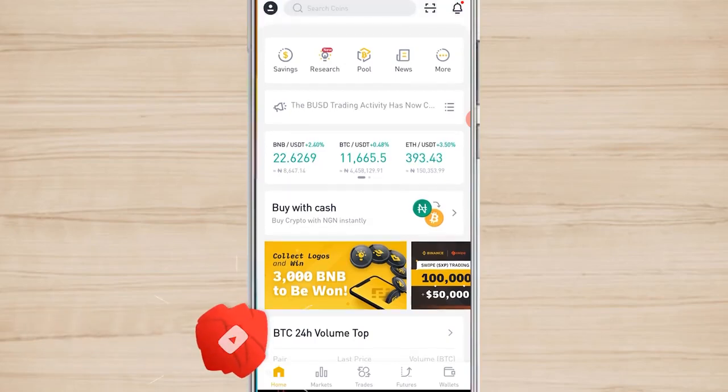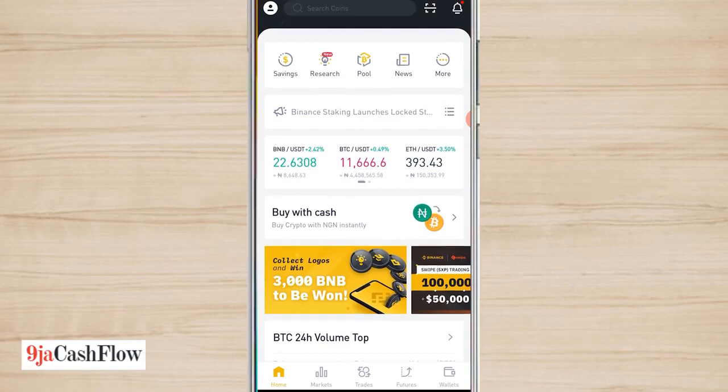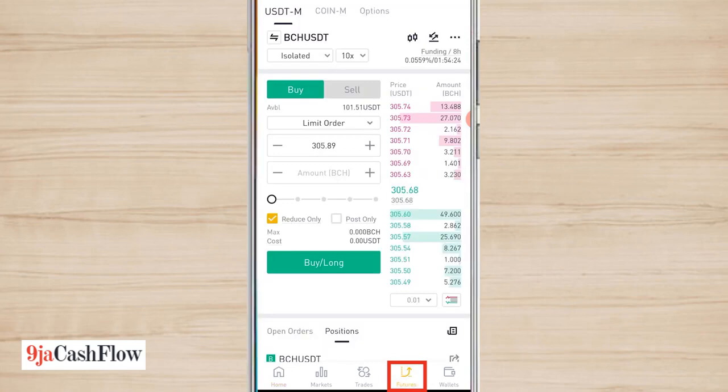And let's dive in. Binance Futures is quite easy to use, and what you need to do is open the Binance app, then head over to the Futures tab. It's at the bottom right, the second icon at the bottom right. So I'll click on Futures, and it takes me there.